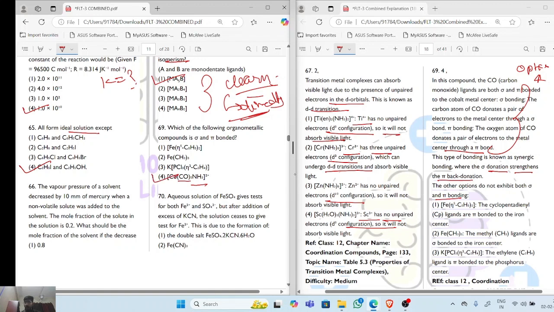Okay. In option 1, the cyclopentadienyl Cp ligands are pi bonded to the iron center, and in Fe(CH3)3, the methyl ligands are sigma bonded to the iron center. In option number 3, the ethylene C2H4 ligand is pi bonded to the platinum center. So the correct answer is option number 4.